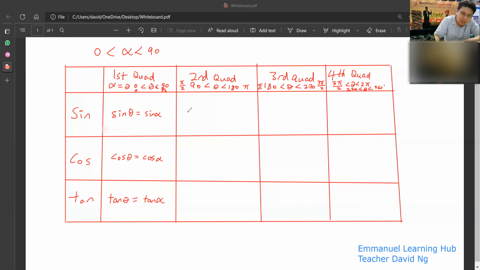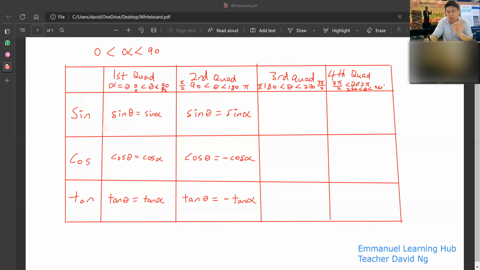Second quadrant, right? In the second quadrant only sine abides by the law. You need to understand how to derive this. Okay, second quadrant.